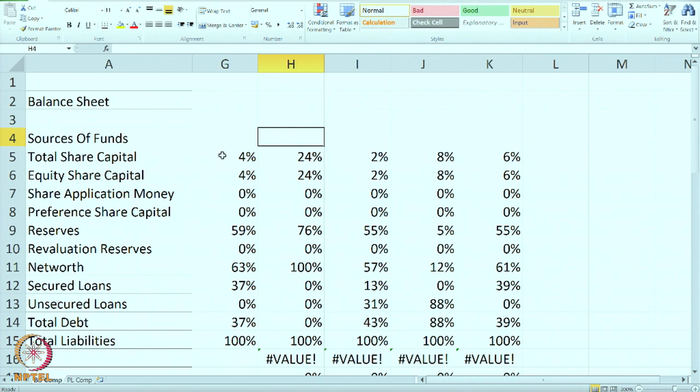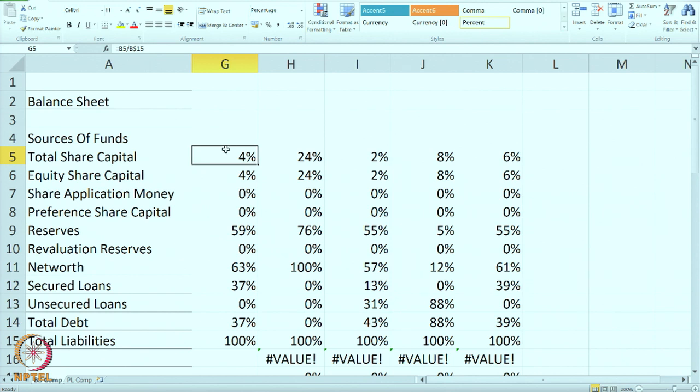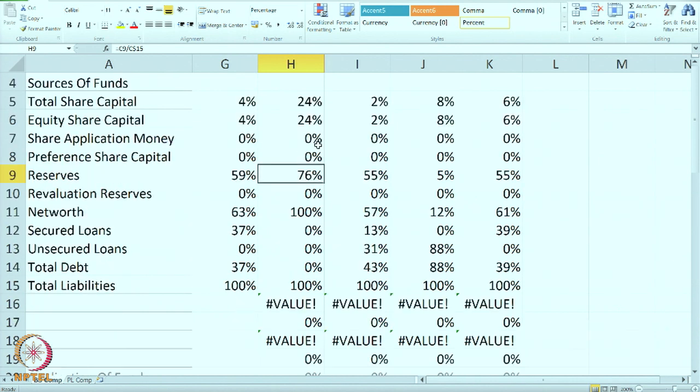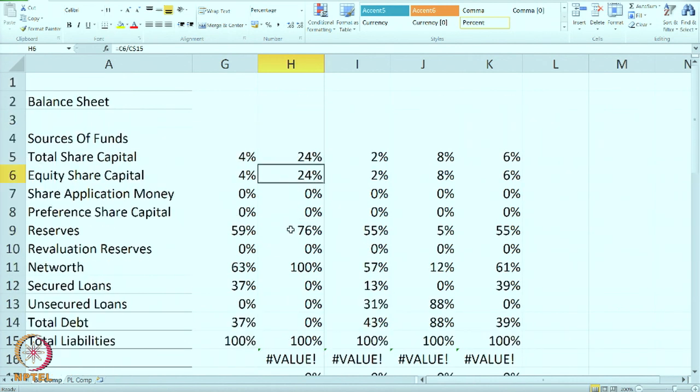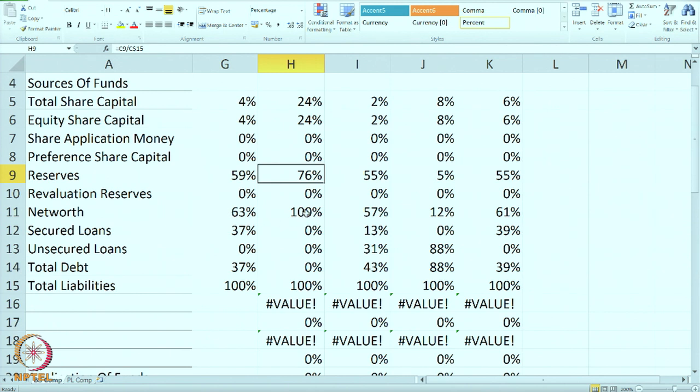So now you can see this is Shipping Corporation, they have only 4% of the total as share capital because they have got substantial reserves. Gujarat Pipavav has even higher reserves, but they have no debt. So it's mainly financed by share capital plus reserves. Now their net worth is 100% of the total. For Shipping Corporation it's 63 of net worth versus 33 of secured loans. For GE Shipping, it is 53 versus 43.